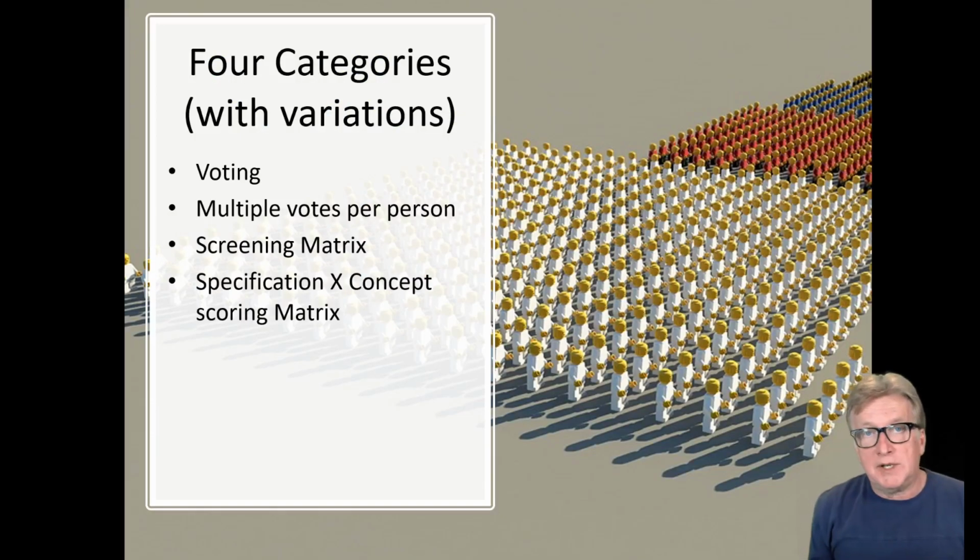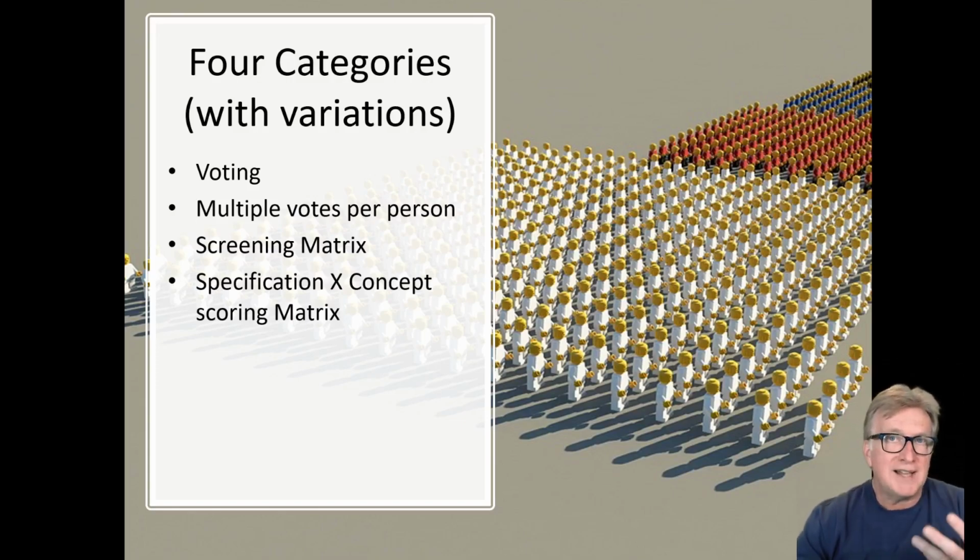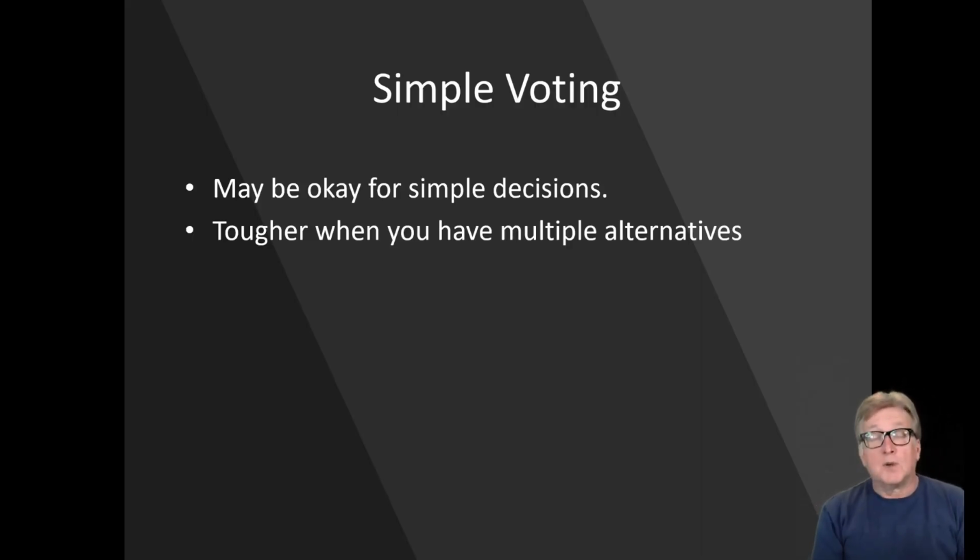What I would like to talk about here is four formal, informal, I'm not exactly sure what to call these, but four specific techniques. I'm actually going to add a fifth one called a SWOT analysis. We'll get to that in just a moment, but I'll talk about voting, simple voting, having multiple votes per person, having a screening matrix, and also looking at specifications and concepts and weighting things. So lots of different alternative ways of doing this. Again, I'll add the fifth one in, and the fifth one will be the SWOT analysis, SWOT.